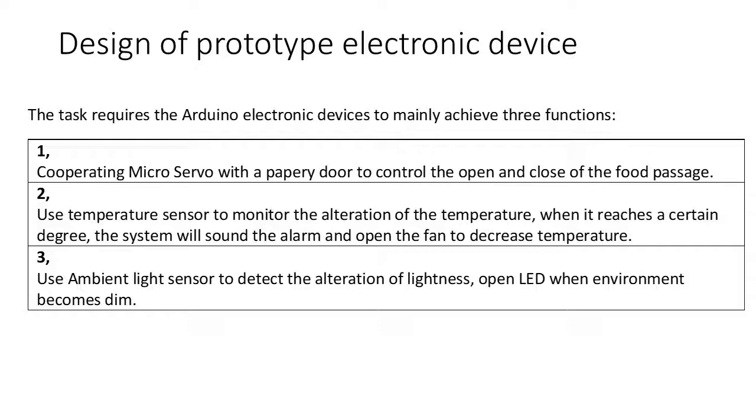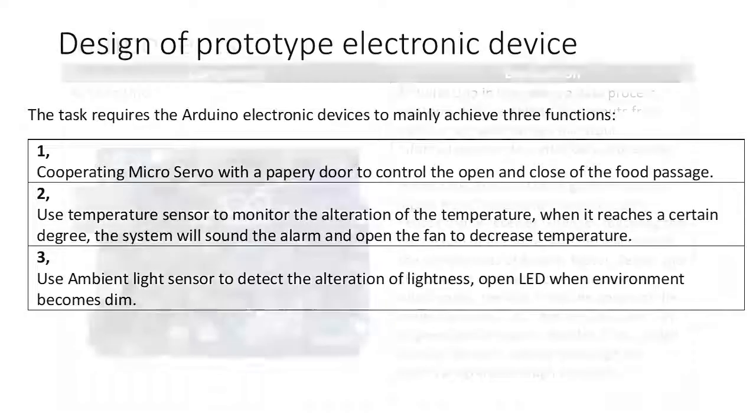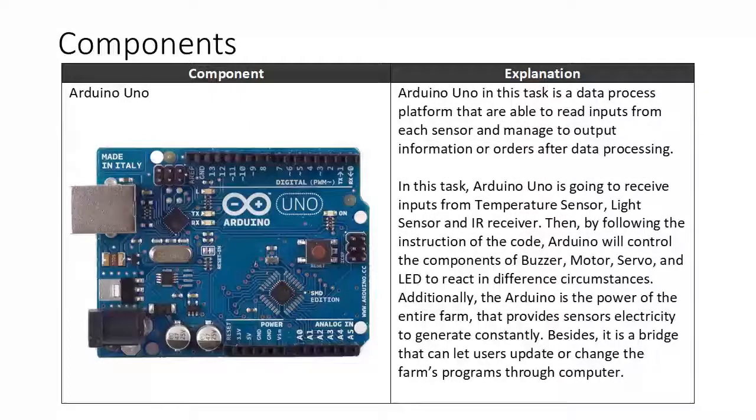1. Cooperating a microservo with a paper door to control the opening and closing of the food passage. 2. Use a temperature sensor to monitor the alternation of the temperature. When it reaches a certain degree, the system will sound the alarm and turn on the fan to decrease the temperature. 3. Use an ambient light sensor to detect the alternation of lightness. Turn on the LED when the environment becomes dim. Below are the introductions for the components.